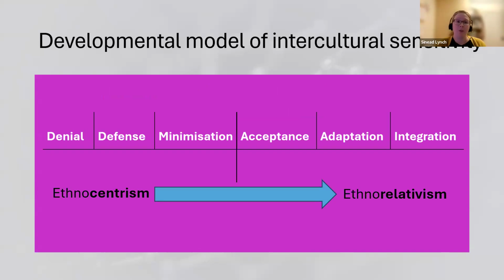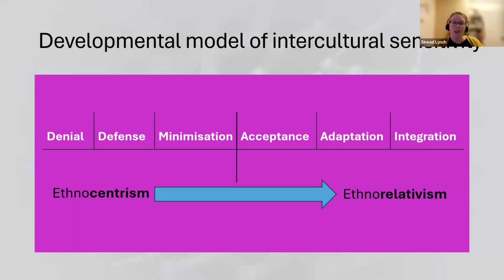So first of all, this is a developmental model of intercultural sensitivity. It starts at one end, which is called ethnocentrism, and it goes the whole way along the spectrum to ethno-relativism. So ethnocentrism, if you don't already know, is where your own culture is central to your understanding, to your knowledge, to your actions. And ethno-relativism is where you start to understand your own and other people's cultures within different contexts. So we're going to look at each one of those stages separately.